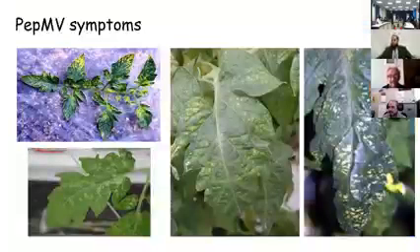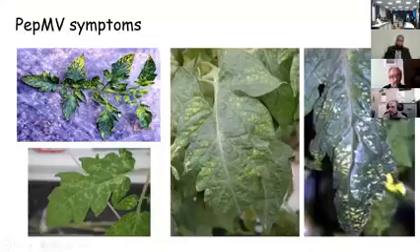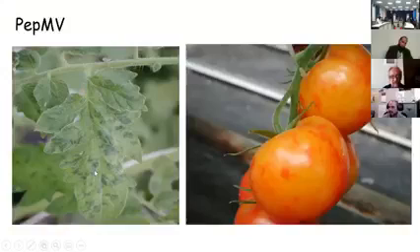You can see the symptoms: yellow mosaic or milder mosaic. You can see here a typical mosaic in tomato, like most Tobamo viruses. This is not a Tobamo, this is a Potex virus. And you can see, of course, the symptoms in the fruit.